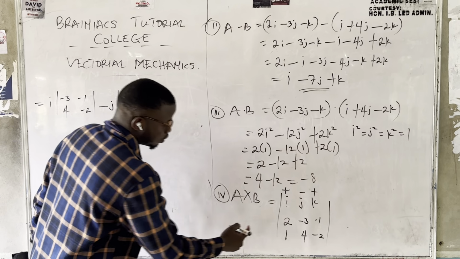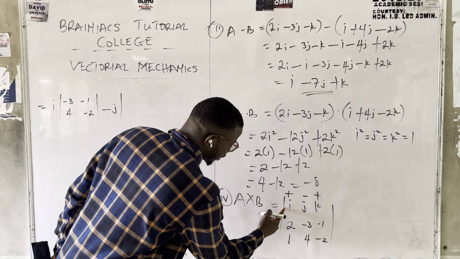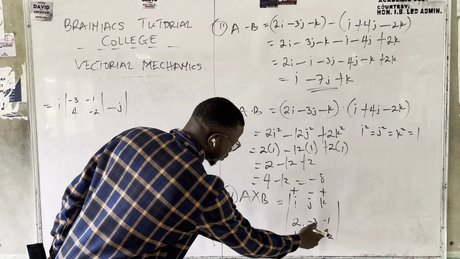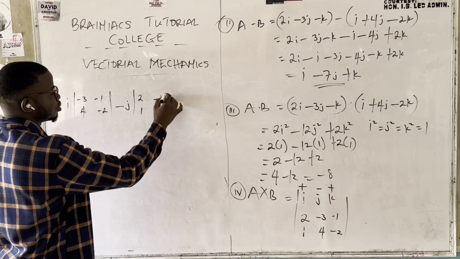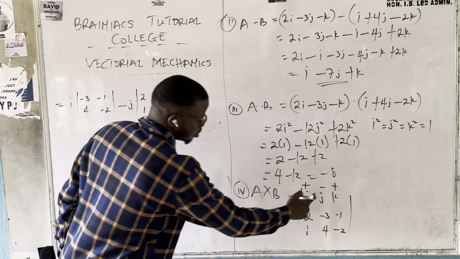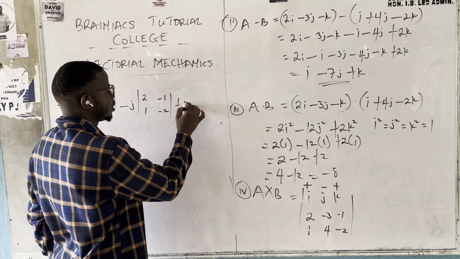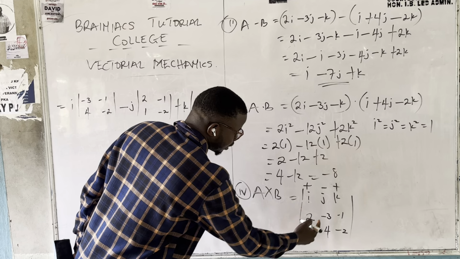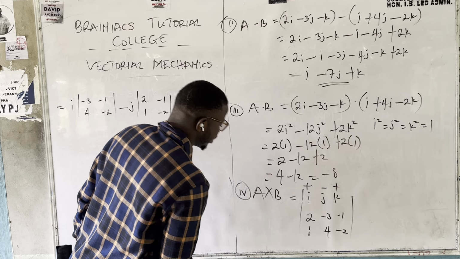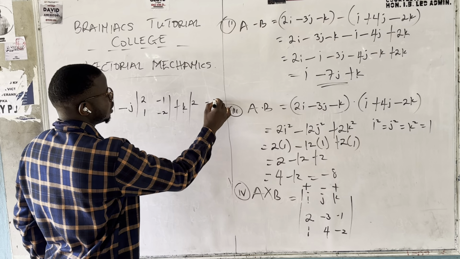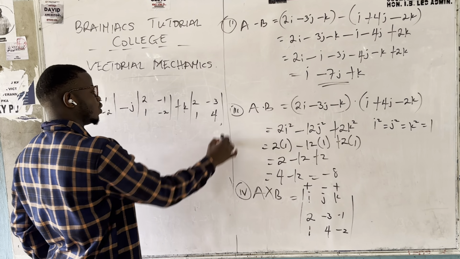Then we'll cover this particular column and this particular row. So we have 2, 1, minus 1, minus 2. This one will be 2, 1, minus 1, minus 2. And the last one will be plus. Here we have the addition sign, so k will be here. Here we'll cover this particular column and this particular row. We have 2, negative 3, then 1 and 4.